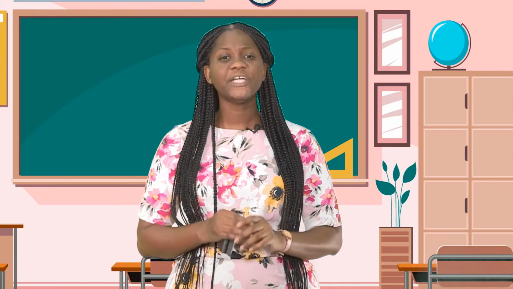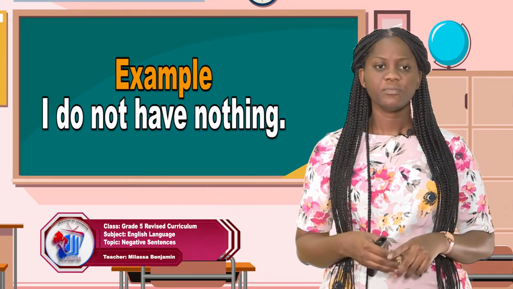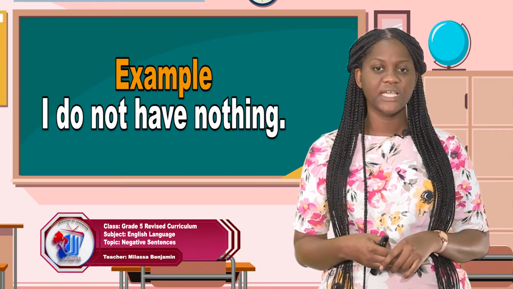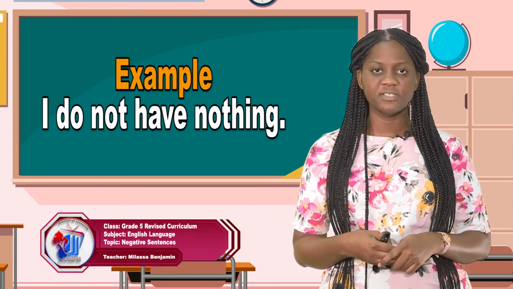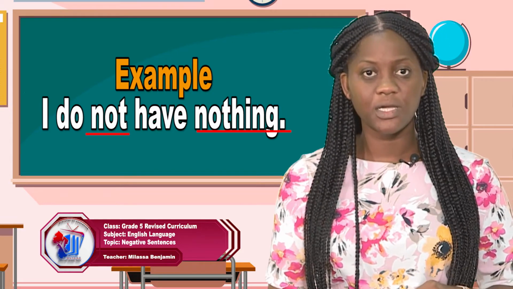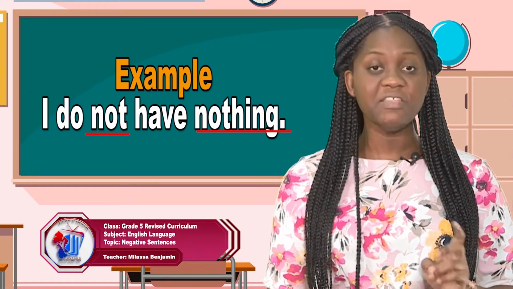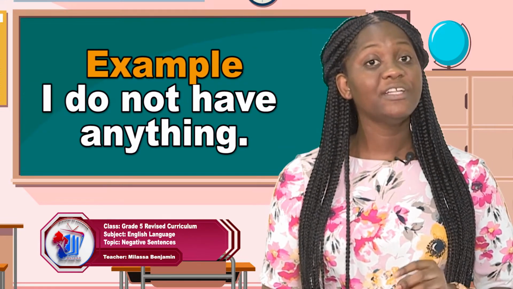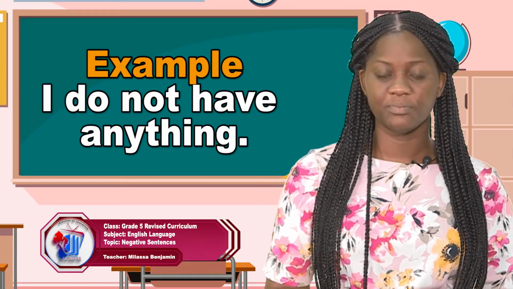Double negatives are generally discouraged in English language because they are considered to be poor grammar and they can be very confusing. For example, I do not have nothing is not grammatically correct as there are two negative words in that sentence. The words not and nothing form a double negative in that sentence. Rather, the sentence should read, I do not have anything.